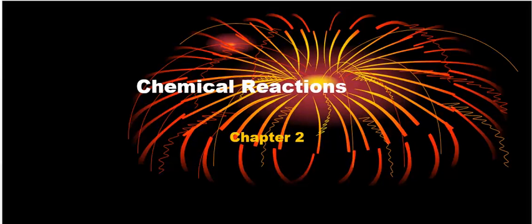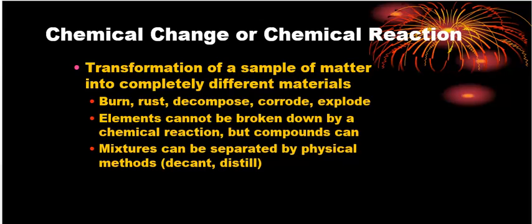Okay, now we're going to look specifically at just chemical reactions. Chemical reactions are where you take a sample of matter and it's completely transformed into different materials than what you started off with. When you look at chemical reactions, there are 5 descriptive words that always indicate a chemical change, and that would be burn or rust, decompose, corrode, or explode. So anytime you see those words, it is always indicative of a chemical change.